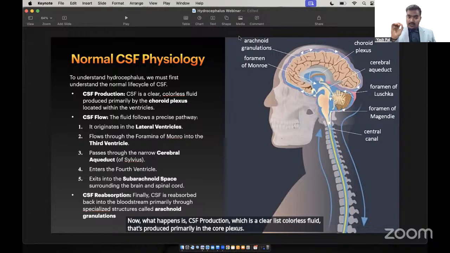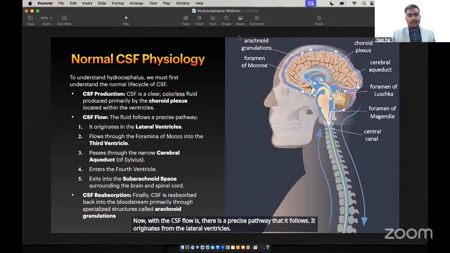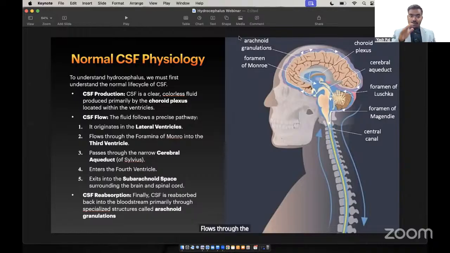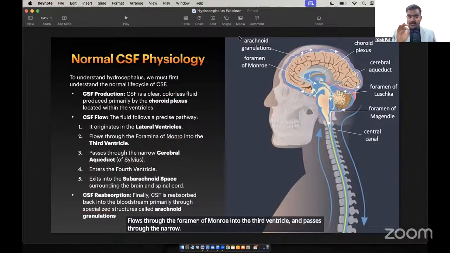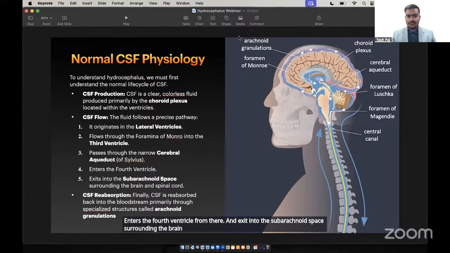Now, with CSF flow there is a precise pathway that it follows. It originates from the lateral ventricles, flows through the foramen of Monro into the third ventricle, and passes through the narrow cerebral aqueduct, which is also the cerebral aqueduct of Sylvius, enters the fourth ventricle from there, and exits into the subarachnoid space surrounding the brain and spinal cord.